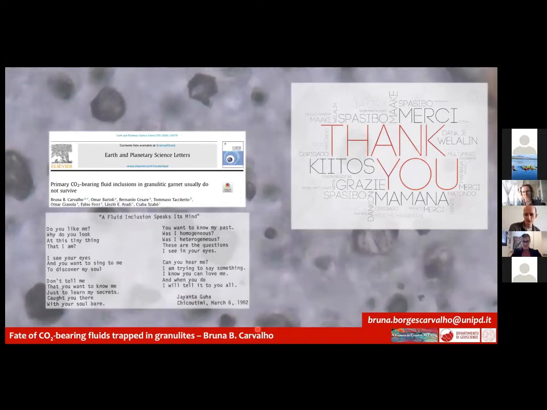Okay. Oh, another student question. Is there evidence of decrepitation of fluid inclusions? I think I'm saying that correctly. Yes, sometimes there is evidence for that, but because we wanted to avoid this, we did this study on the inclusions that are not decrepitated. So we believe that the fluids were preserved within these inclusions.